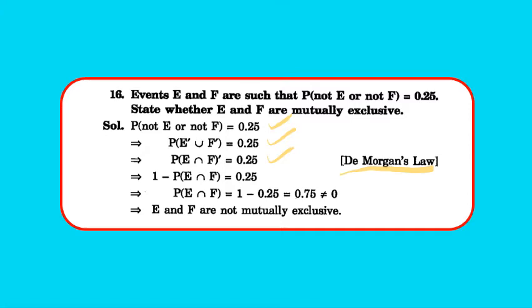So this will be 1 minus P(E intersection F), which is 0.25. So P(E intersection F) equals 1 minus 0.25, that is 0.75, which is not equal to 0. And since the probability of E intersection F is not equal to 0, therefore they cannot be mutually exclusive. Done? Because for the events to be mutually exclusive, their intersection should be empty. And if intersection is empty, their probability should be equal to 0. Clear? So pause and note down the solution.